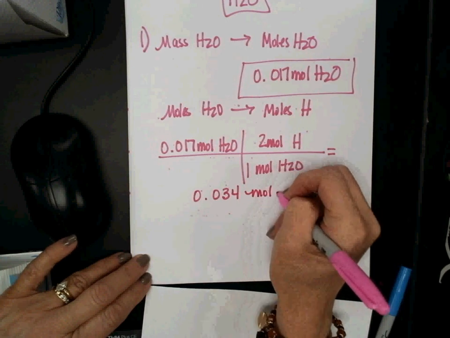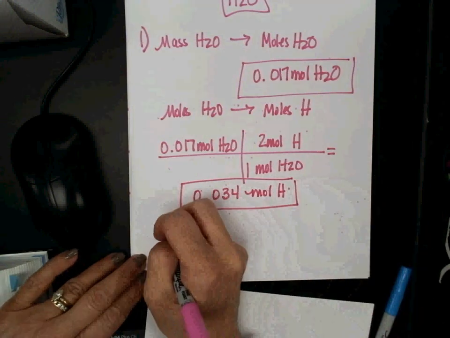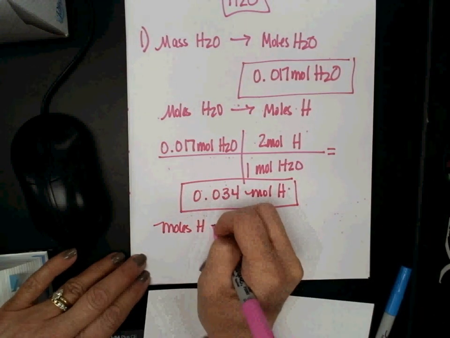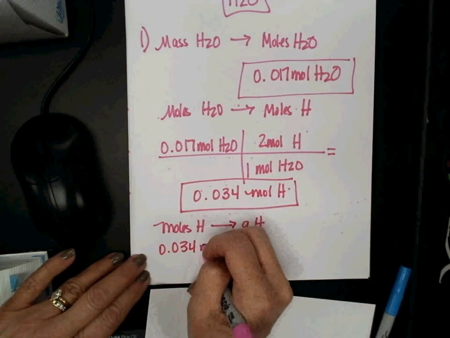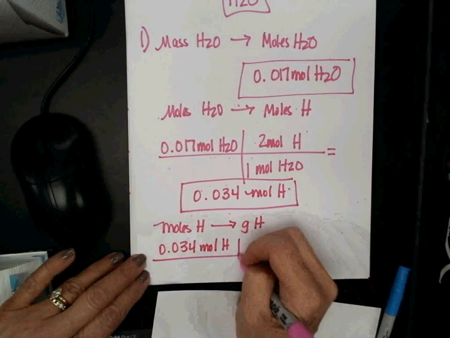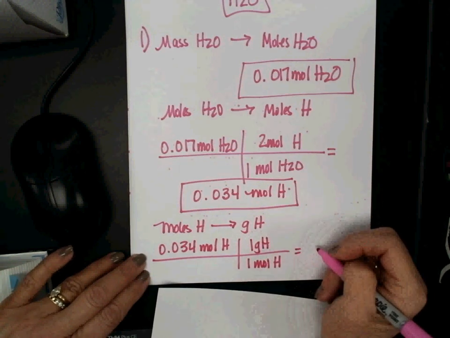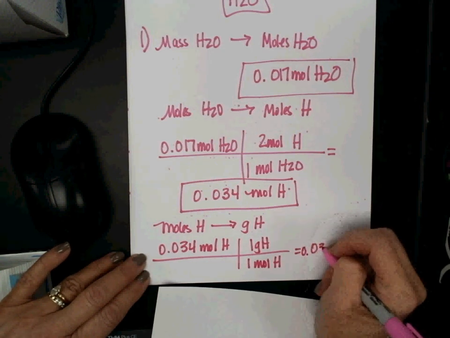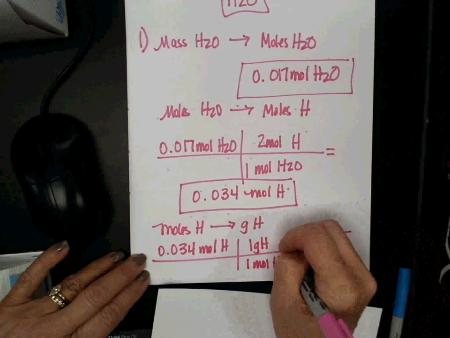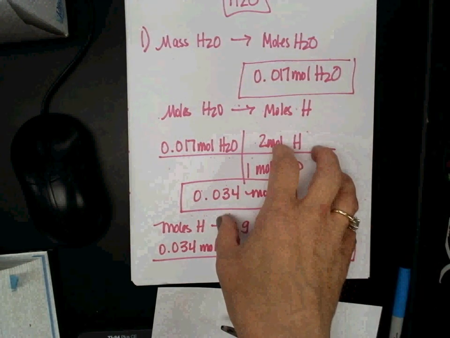Caitlin, did you get an answer already? 0.034. Anybody else get that? Okay, that's good. That's correct. Now let's take our moles of H and go to grams of H. Since hydrogen has a molar mass of 1 gram per mole, it should be the same thing. 0.034 grams of H. Box that off as well.